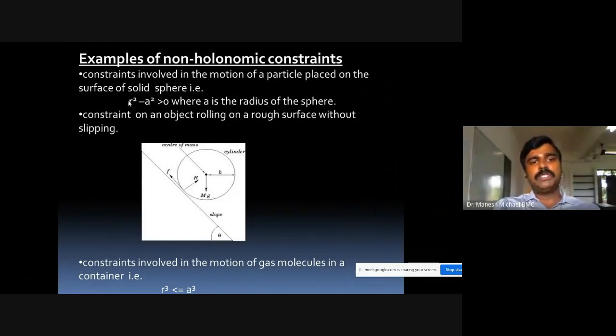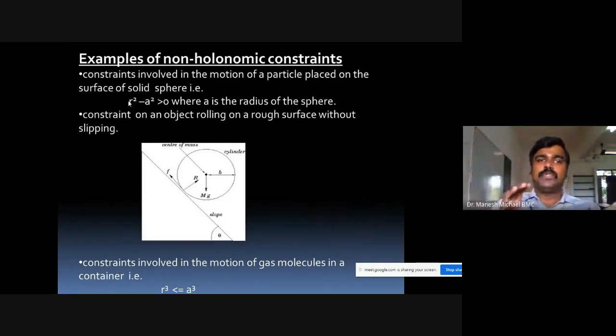Okay, another example is the constraint on an object rolling on a rough surface without slipping. So without slipping, an object is rolling. Such types of constraints are also non-holonomic constraints. The constraint involved in the motion of gas molecules is also a non-holonomic constraint. Such types of constraints can only be represented using inequalities. There is no equation which is going to represent this constraint force.